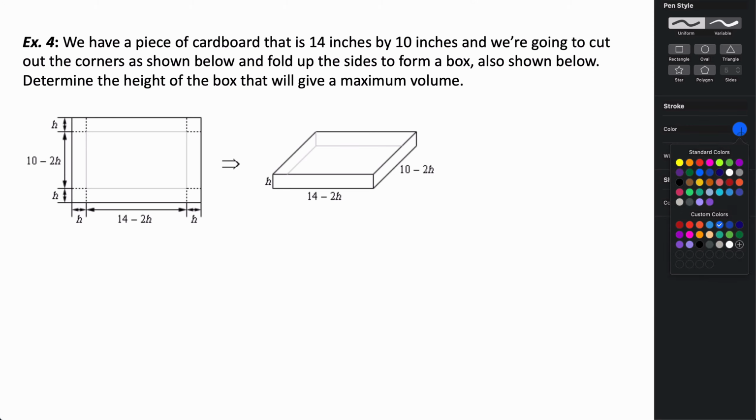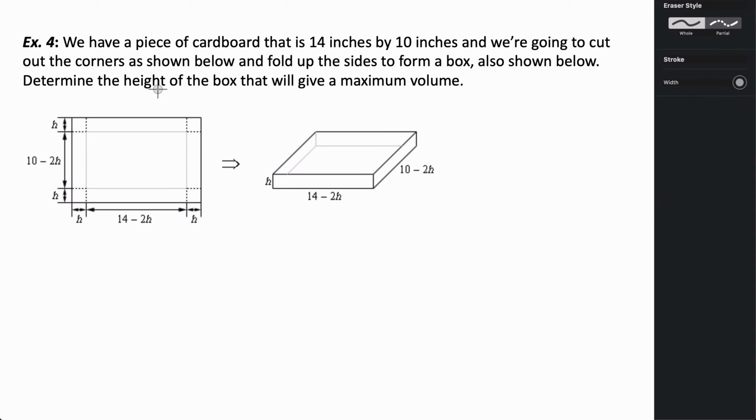All right, so for this last example, we have a piece of cardboard that is 14 inches by 10 inches, so it's just a flat piece of cardboard. But we want to make a box out of it, so we're going to cut the corners out. So they're cutting the corners out here, and here, and here, and here. So we're cutting out those corners to give us a box that has these little spots cut out, so we could then fold up the sides to make a box.